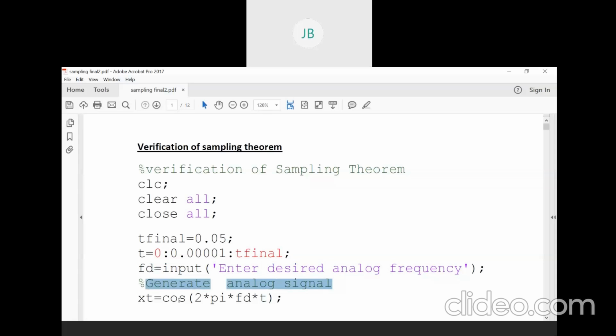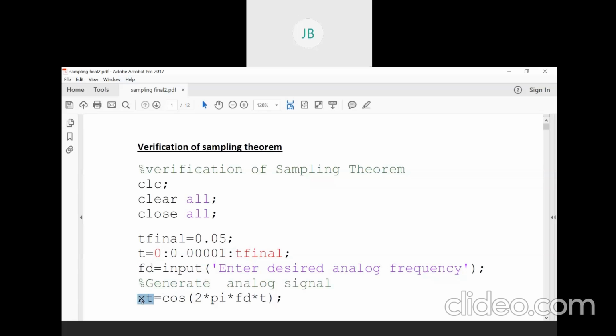The analog signal is defined here. xt is equal to cos of 2 pi, the frequency that you entered, and then the time. The time value is defined here, right? So xt will have the cosine amplitude variations for different values of time. As the time value varies, at every time instant you will have some amplitude value that is varying in a cosine manner. That is held by xt.